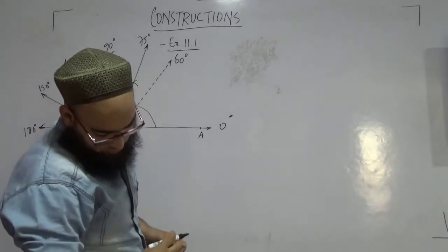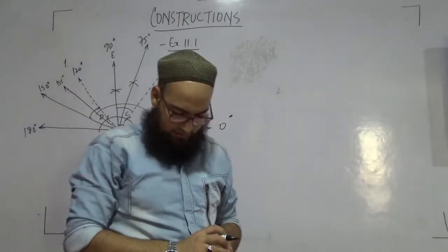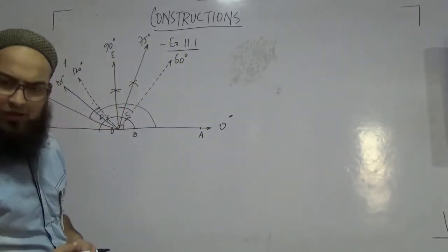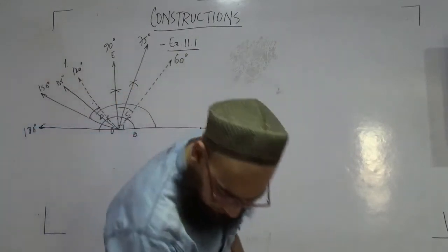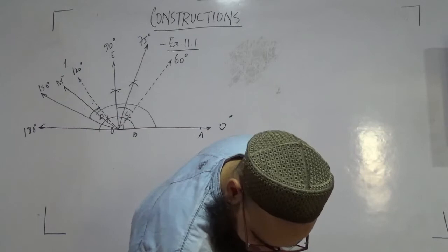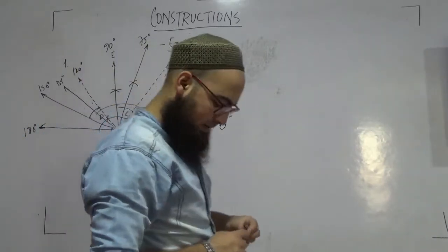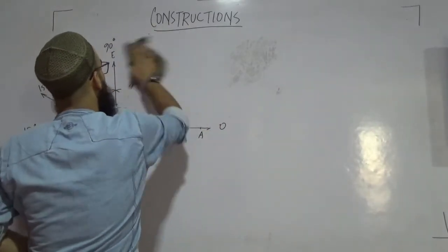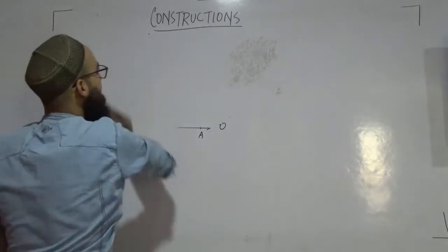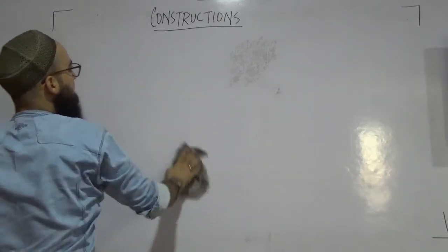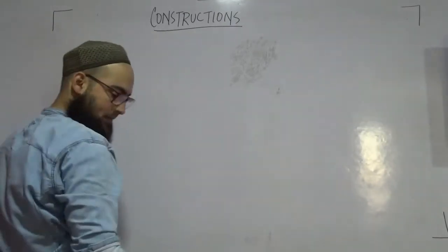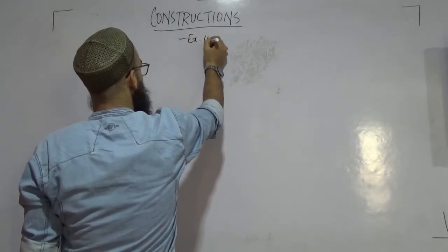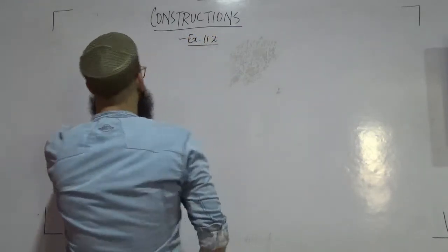Then the next question is construct an equilateral triangle given its side and justify the construction. You're going to construct an equilateral triangle, that's easy, I think you can do that one. Now comes the important part, that is exercise 11.2.